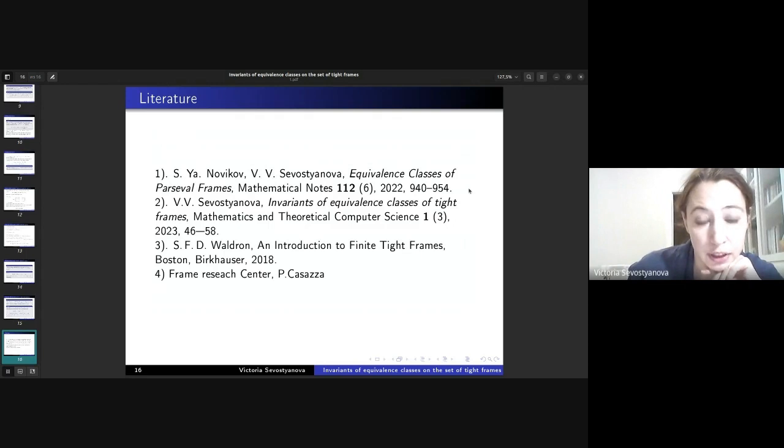Regarding the literature, I'd like to point out number 4, and remember the Frame Research Center by Casazza. He is the head of the center, where you can find more interesting information about frames. So it seems that I finished. Thanks.